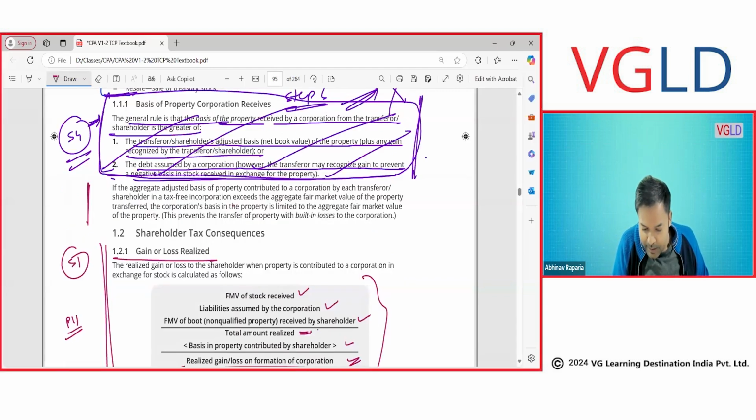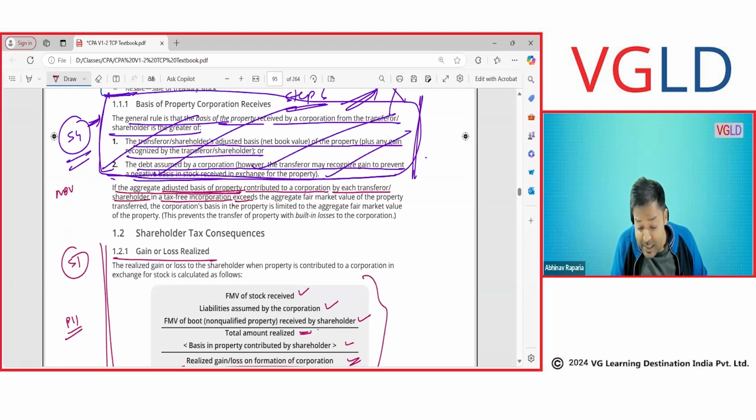If the aggregate adjusted basis of the property, adjusted basis of the property means net book value. If the net book value contributed to the corporation by the transferring shareholder in a tax-free incorporation exceeds the aggregate fair market value, in that case.